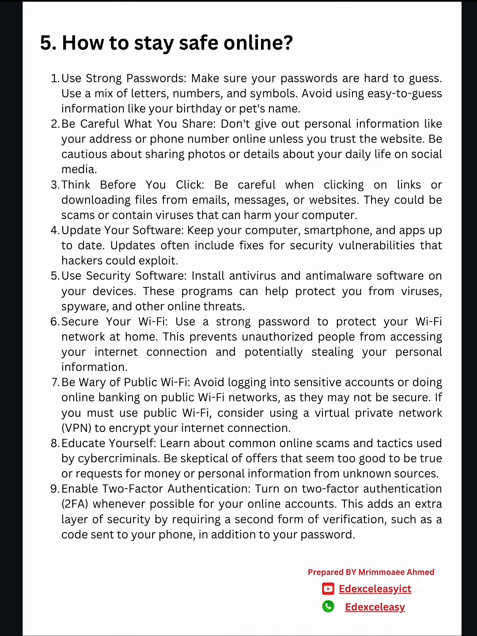Then come to enable two-factor authentication. Two-factor authentication is like when you type your password, after that an OTP comes to your device, and from that you type the OTP. After that they will be able to give you the access, right? This is how enabling two-factor authentication is one of the ways that we can stay safe online.